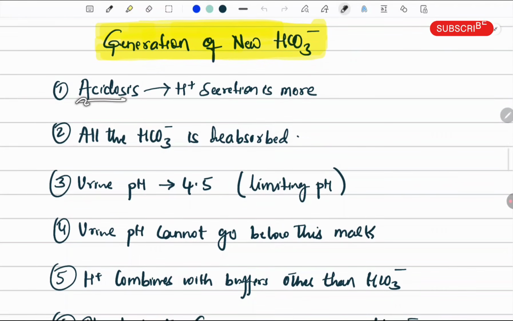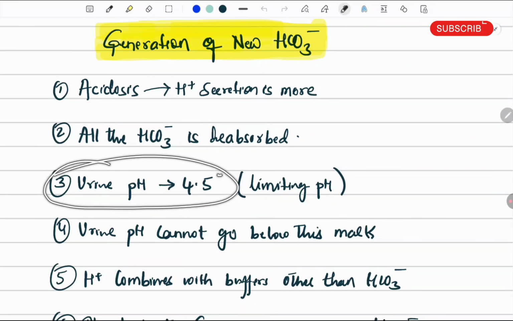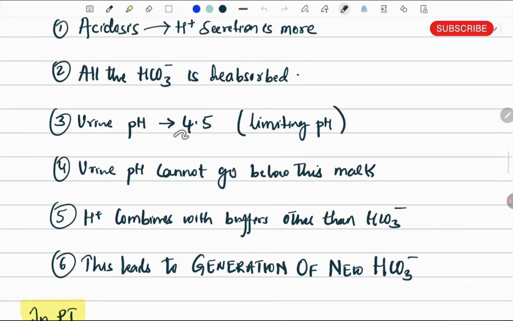Now let's say there is acidosis. In acidosis, as I have already explained, H+ secretion is going to be increased. So when H+ secretion is increased, there is also going to be bicarbonate reabsorption. Now if there is a severe acidosis and all the bicarbonate is reabsorbed, H+ secretion is going on, and the urinary pH has become 4.5, which is called the limiting pH. Now what did I tell you? What is this 4.5? The urinary pH cannot go back below this mark.